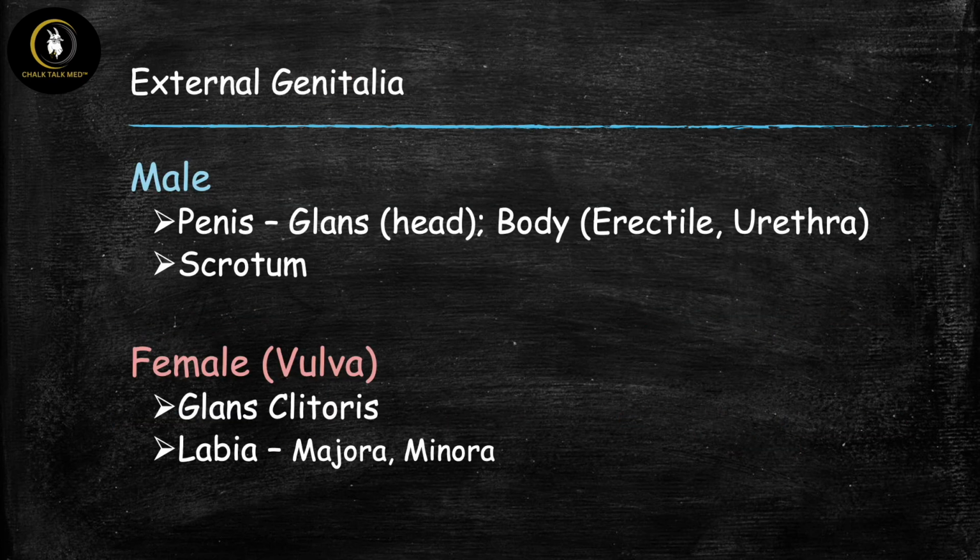All right, so we've covered all the internal genitalia. Now the only thing left to talk about is the external genitalia and their embryonic ancestors. And before we do that, here's a quick reminder of the main external genitalia.